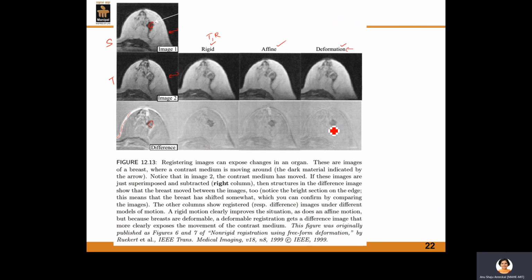The contrast agent also shows, and you're able to clearly identify where exactly the contrast agents are, but at the same time, the white boundaries, the false edges that had come up here, have reduced. So in medical image processing, what is important is making use of deformable image registration, because as I said, human organs are deformable and not rigid objects.